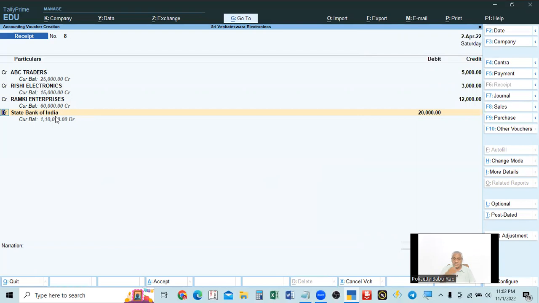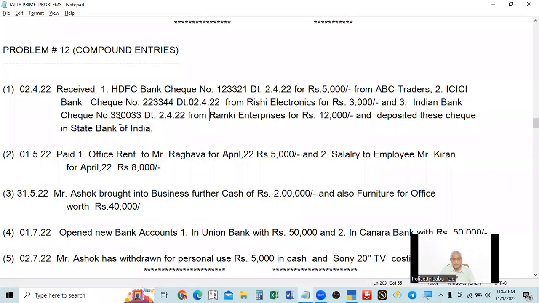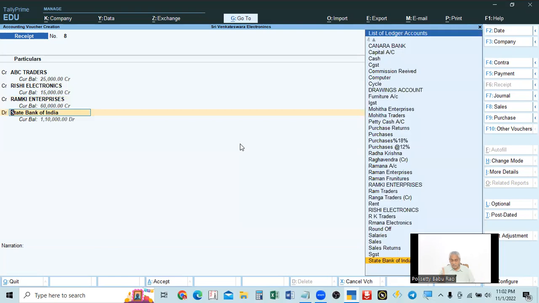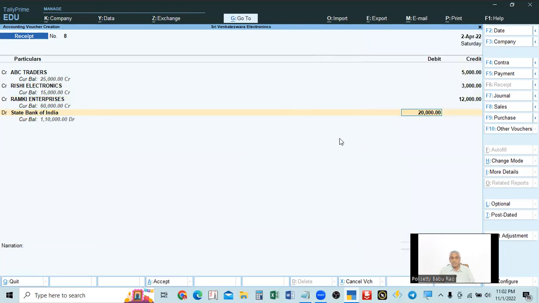But here we receive checks, and receiving checks means we will deposit them in the bank. So where did we deposit? We deposited in State Bank of India. State Bank of India automatically came here, and the total amount, 20,000, is here. Okay, up to now it's okay.